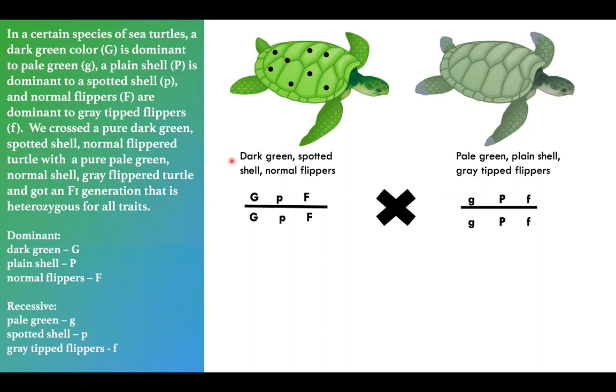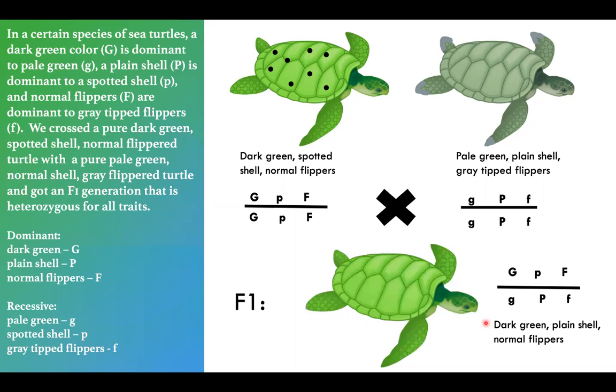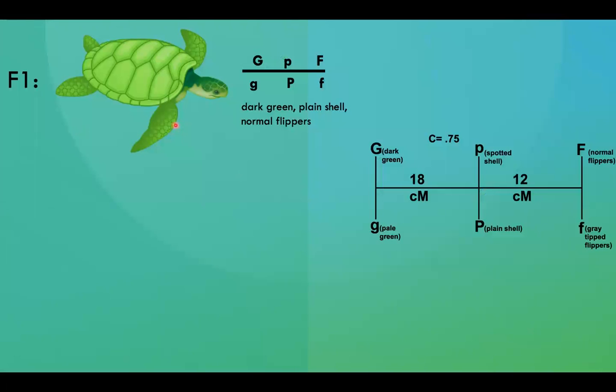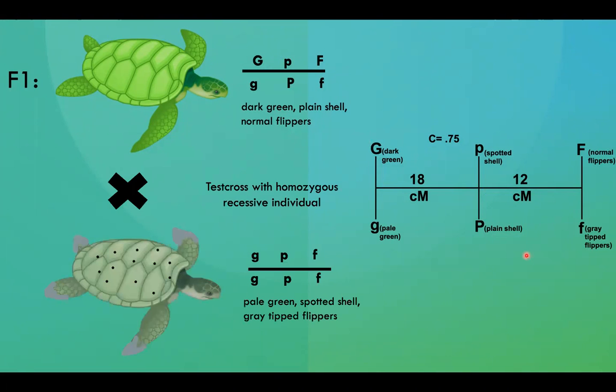So in this cross we have a dark green, spotted shell, normal flippered turtle and a pale green, plain shell, gray-tipped flippered turtle. When we cross these two turtles, we get an F1 generation that is heterozygous for all traits. So we take this heterozygous individual, we see that it matches our genetic map, and we test cross it with a homozygous recessive individual who is pale green, has a spotted shell, and has gray-tipped flippers.